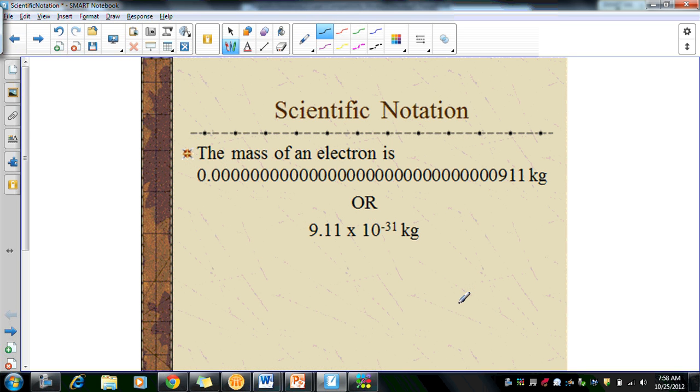So we can also look at a very small number, the mass of an electron. You would not want to have to write this number down and actually count out all of those zeros and make sure they're all there and then put all those zeros in your calculator. That would be crazy. So instead, you change this number into scientific notation. So it simplifies very small numbers. So the mass of an electron, I don't even know how to say that without just going 0, 0, 0, 0, 0 forever. Or we could write it as 9.11 times 10 to the negative 31 kilograms. So much more simplified.